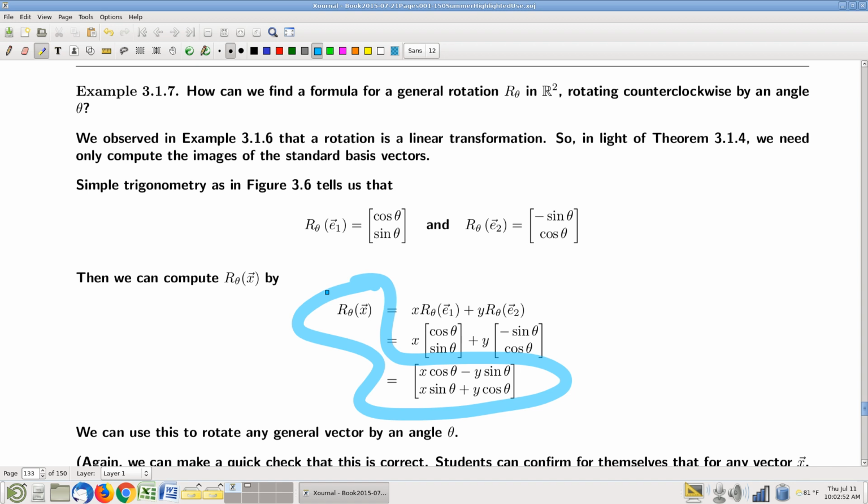This doesn't have to be pi over 6 or pi over 4. This could be 34.7 degrees. And this nice little compact formula will tell you what happens when you rotate that arbitrary vector by that arbitrary angle. This is a powerful result. Try that without linear transformations, and it's hard. It's very hard to do this with just straight up high school trig.